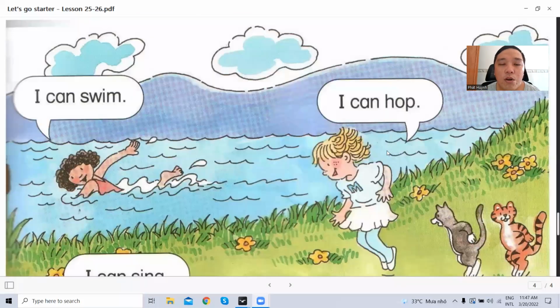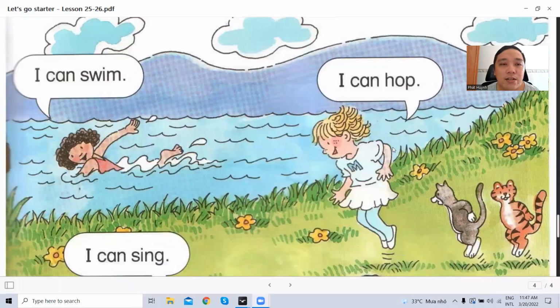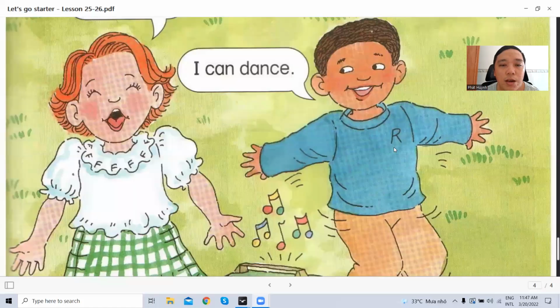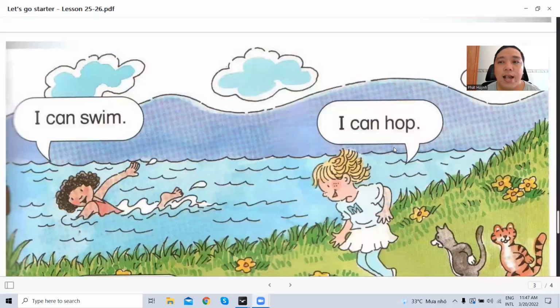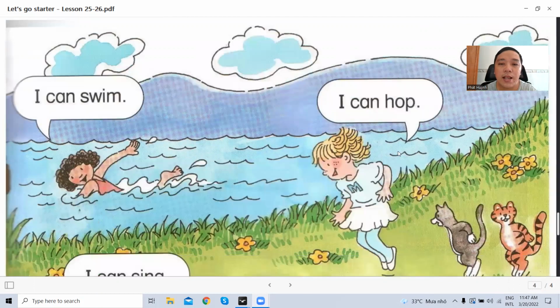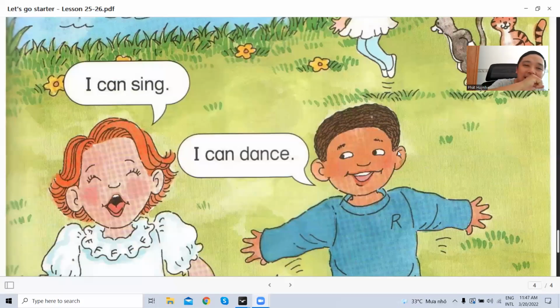Now, let's read all four sentences together. Chúng ta cùng đọc bốn câu cùng nhau nha. I can swim. I can hop. I can sing. I can dance.